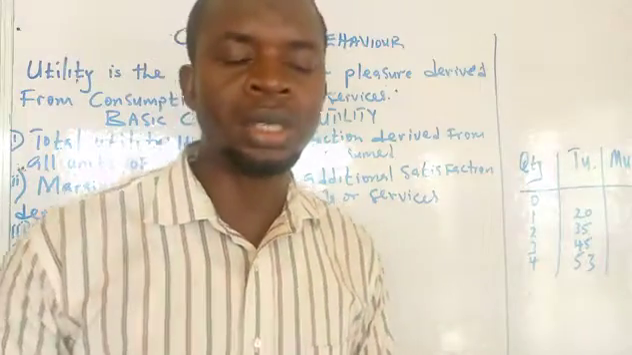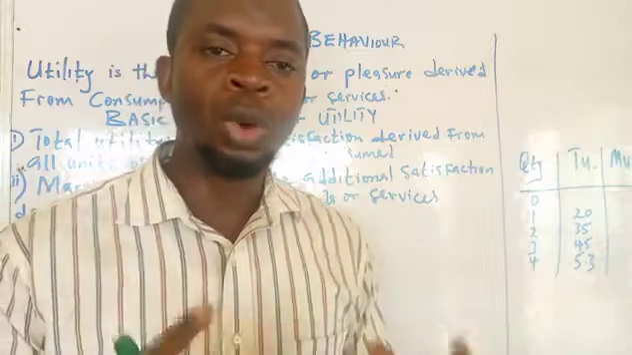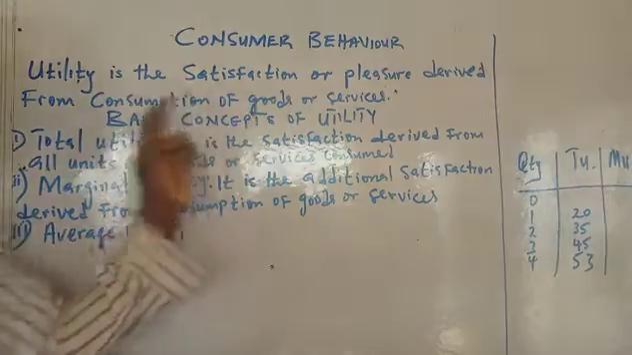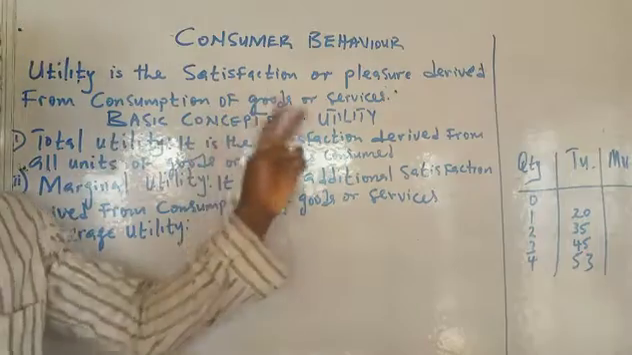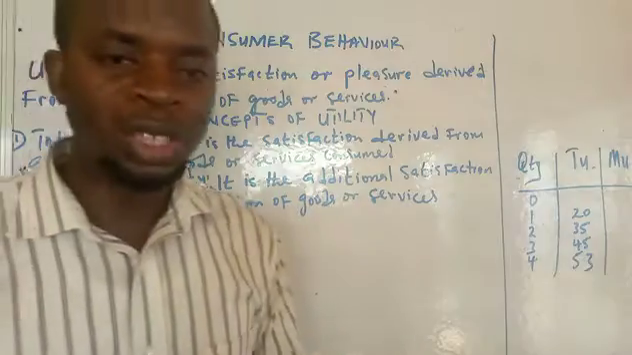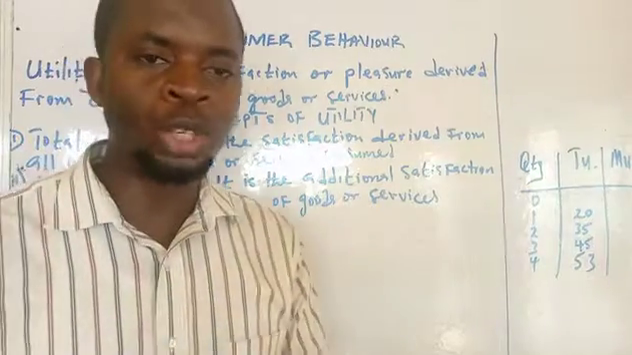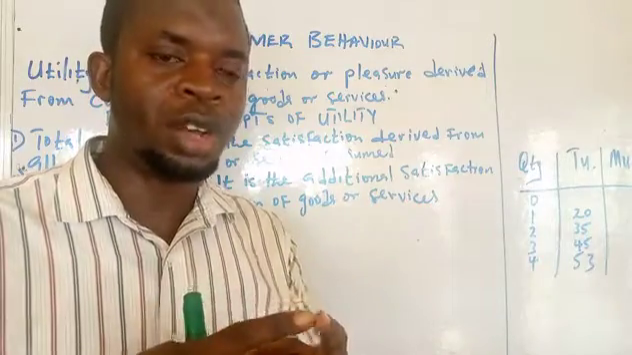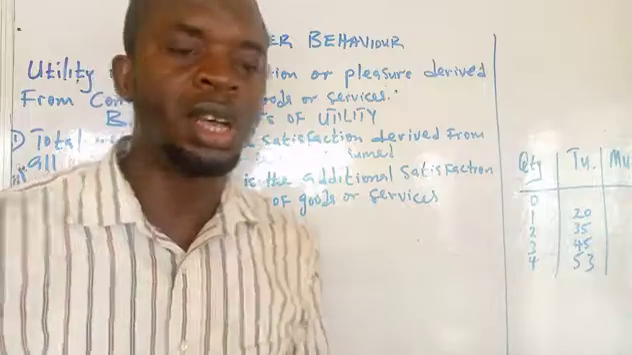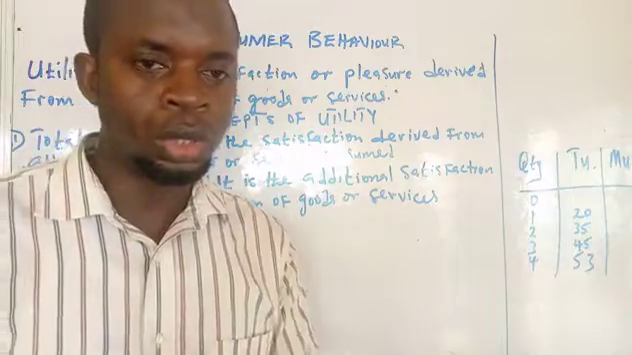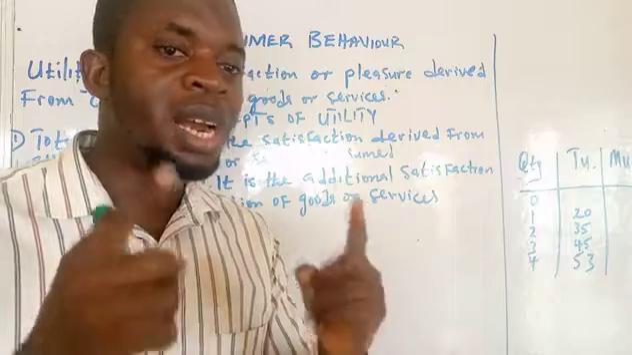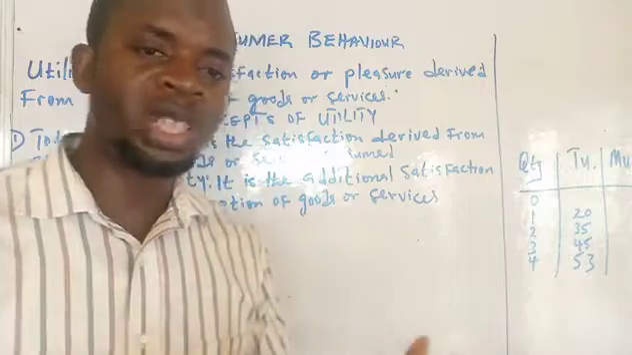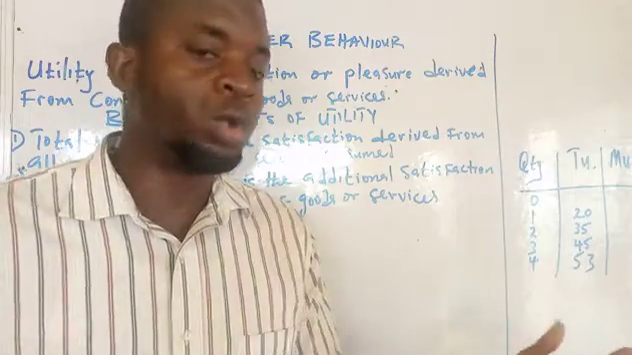So let's look at this concept holistically. We'll be looking at utility. Utility is the satisfaction or pleasure derived from consumption of goods or services. So in this concept, we'll be using the term utility. When I mention the word utility, what I mean is the satisfaction derived, or the pleasure derived, from consumption of goods or services. For every consumption you make, there must be a particular satisfaction, because if you are not expecting satisfaction from anything, then you will not consume it.